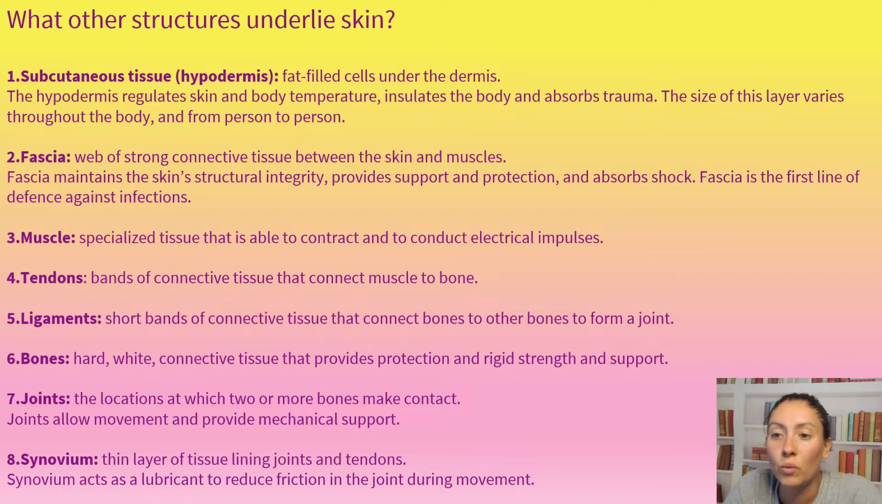We have our joints. This is where two or more bones make contact. Joints allow movement and provide mechanical support. And then we have synovium. This thin layer of tissue lines the joints and tendons, and it acts like a lubricant to reduce friction during movement.